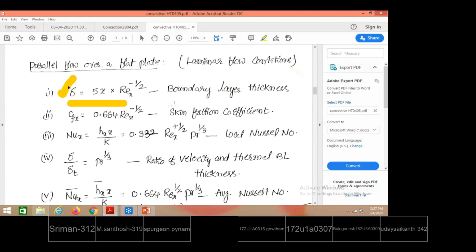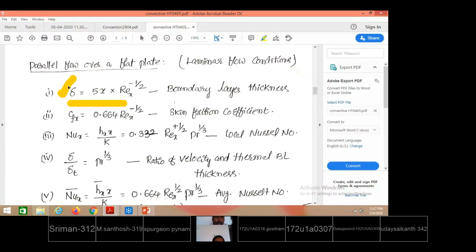What is the friction coefficient? We call it skin friction coefficient. That also is derived, so it is also available in the data book. It is available straight away, and we can use it. At any particular location from the leading edge, it is 0.664 times Reynolds number to the power minus 0.5.